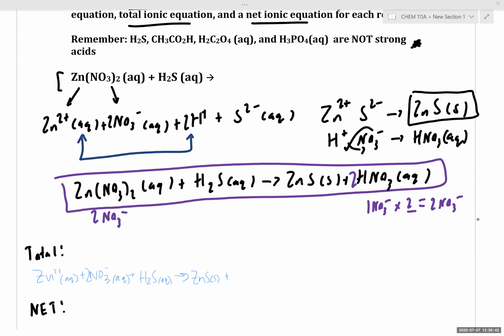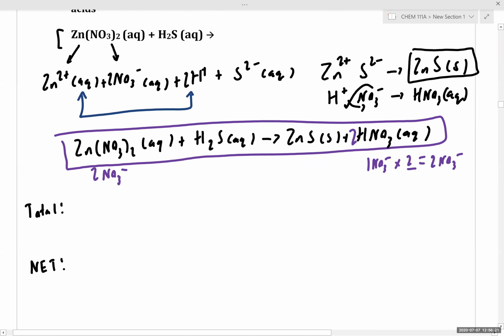And the proposed total ionic equation that I'm seeing drawn out as a student response looks great so far. Perfect. And the net ionic equation proposed using the annotate feature looks great. So let's now discuss this example and make sure we're comfortable writing out net ionic equations.